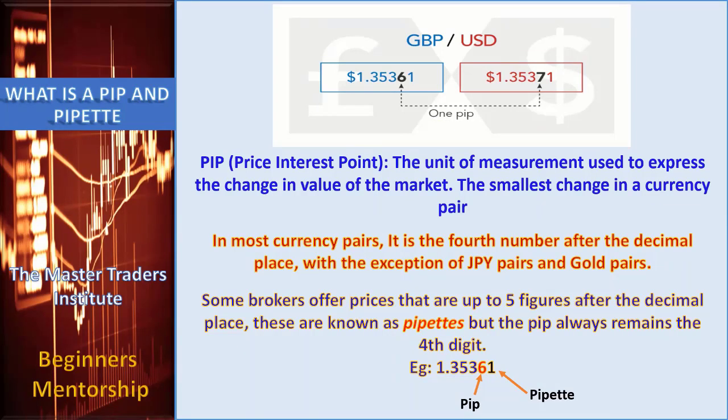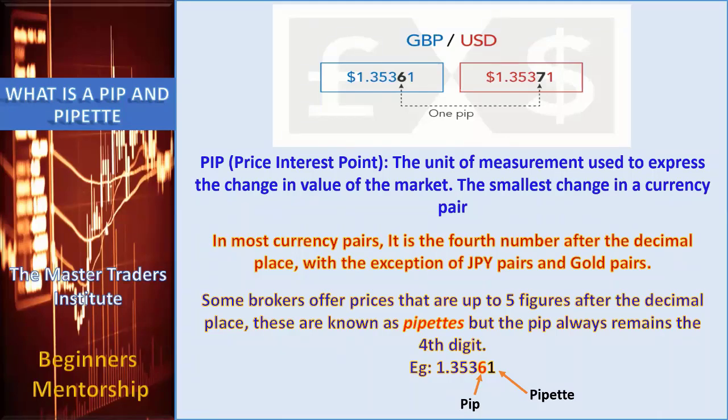So let's move forward. Now, what is a pip and what is a pipette? For you to take a trade, this is one of the major things you need to master. A pip is an acronym for price interest points, the unit of measurement used to express the change in value of the market, which means the smallest change in a currency pair.